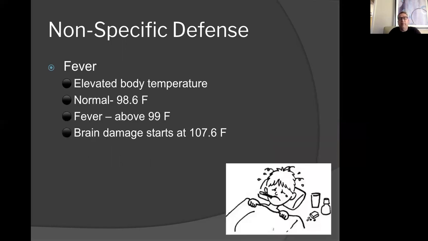Another non-specific defense is fever. When we get sick, our body is trying to fight that particular infection and elevates the body temperature above 99 degrees, and brain damage starts at 107. And as we mentioned before, when we get to 103, 104, we need to make sure that we monitor it and go to the doctor if it continues. Maybe a little bit lower for infants because they can't regulate their body temperature as well.